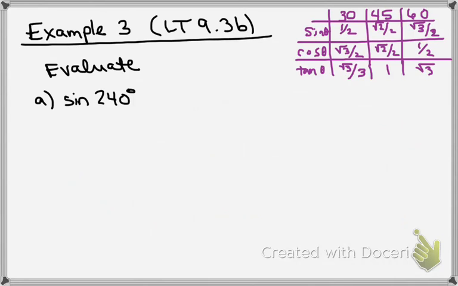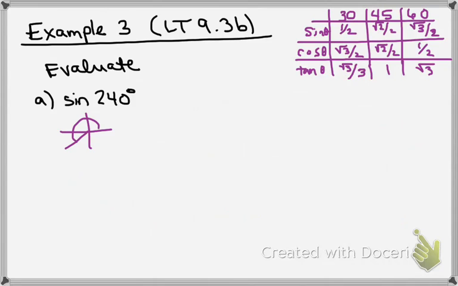So if I wanted to find the sine of 240 degrees, that's not on this chart. It's only the 30, the 45, and the 60. So I need to use my reference angle so that I can find that exact value of the sine of 240. So the first thing I do is find the reference angle. So let's find the reference angle. So 240 would be in the third quadrant.